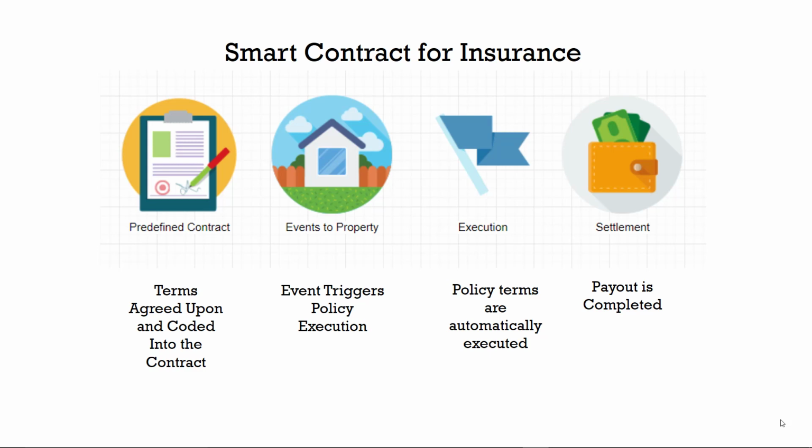When an event occurs on a property, for example, it triggers the policy execution, in which the smart contract goes into effect. The policy's terms are automatically executed. And then once everything is met according to the standard of the policy, the payout is completed. If it does not meet the terms, the payout is not completed.